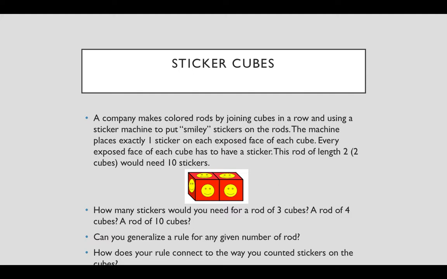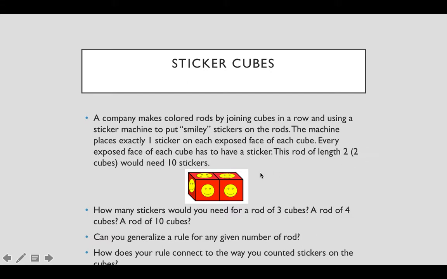This rod of length 2, which is made out of 2 cubes, would need 10 stickers. Now we can't quite see them all, but I know that there is 1 here, 2 here, 3 here, 4 here. These 2 on the top, there's also 2 on the bottom, 5 and 6. These front faces also have back faces, 7 and 8. And then I have this side, 9, and then I have this other side, 10. So, as we said, a 2 rod would need 10 stickers.